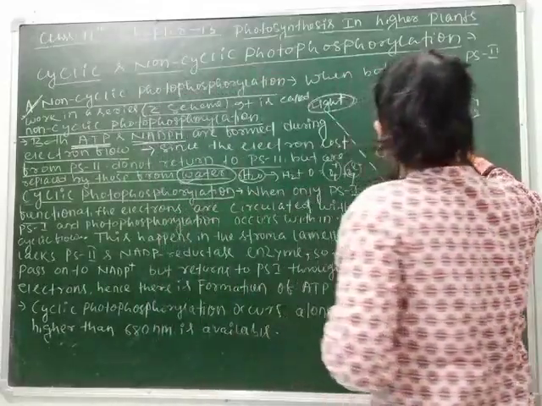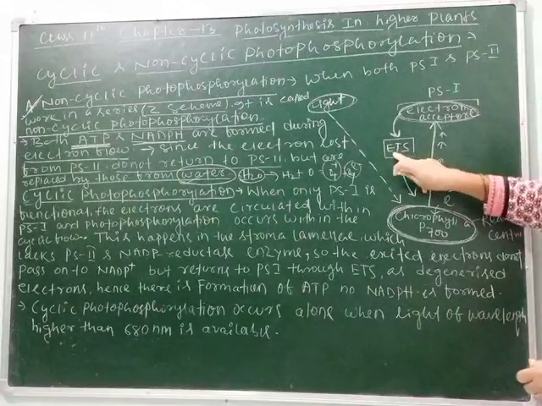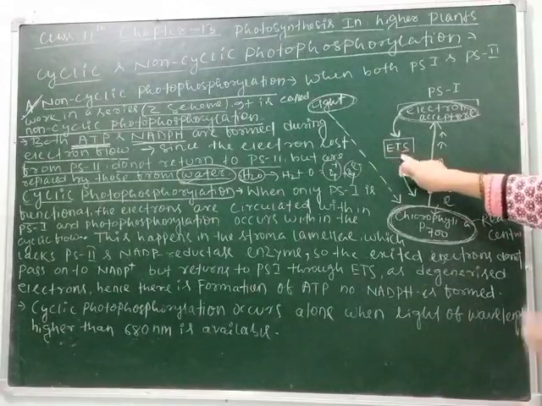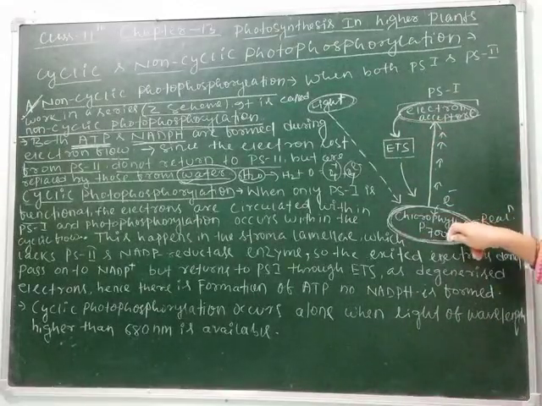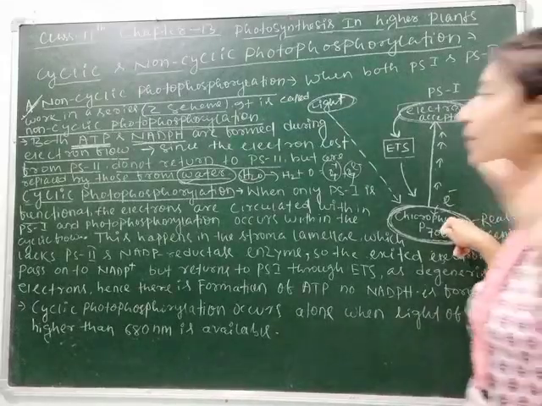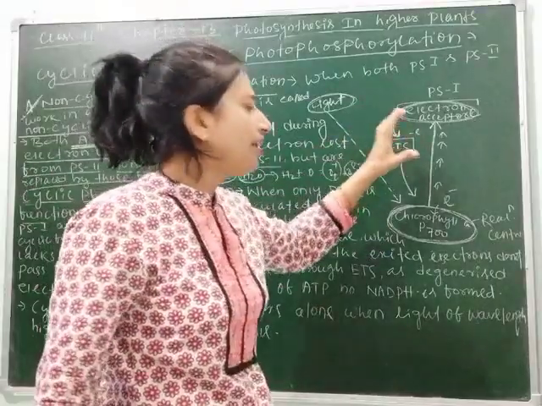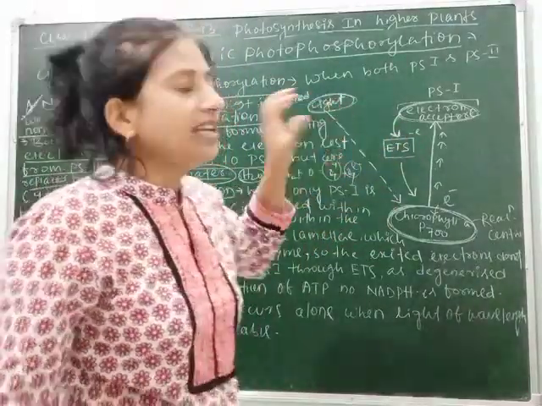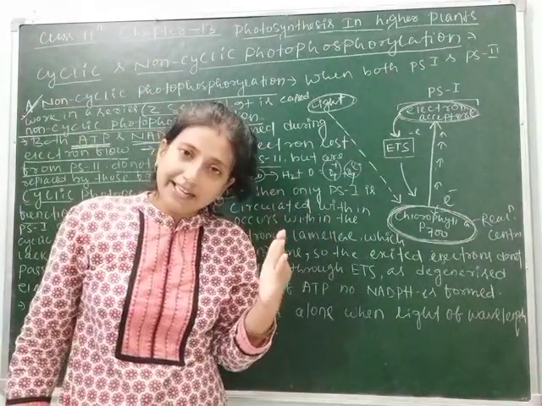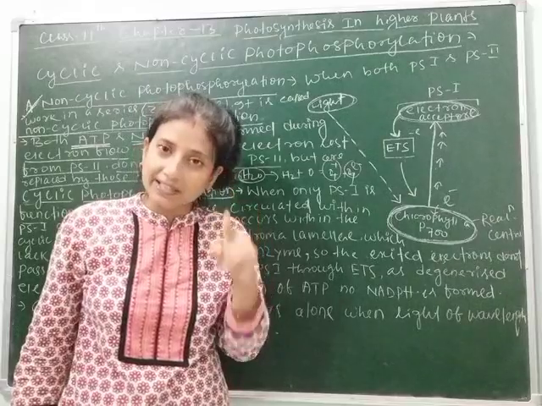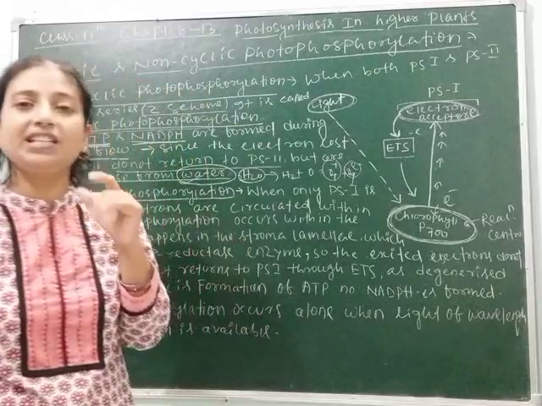After this, it returns the electron through the electron transport system. ETS means electron transport system, and again it comes towards the reaction center, due to which ATP is formed. Here after transfer of electron, ATP is formed. It means in PS2, means in non-cyclic photophosphorylation, both ATP and NADPH are formed. But here in cyclic photophosphorylation, only ATP is formed.